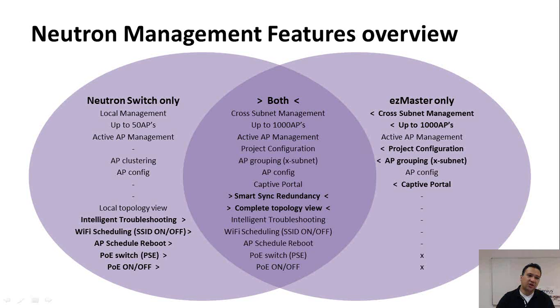So if you are using our traditional Neutron solution with switch, you have the capability to do the management for 50 access points. And of course, all the switch functions are inside, and you can do the whole configuration, but only up to 50 access points, and the switch has to be located at the place where your wireless deployment is. With the Neutron switch, you have the capability to use AP clustering and AP configuration.